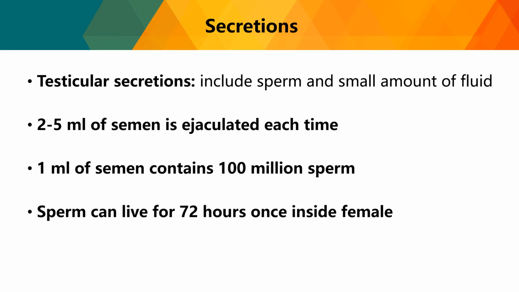Okay? So testicular secretions actually include sperm and small amounts of fluid. So 2 to 5 ml of semen is ejaculated each time. And 1 ml of the semen contains around 100 million sperm already. So sperm can live for 72 hours once inside the female.